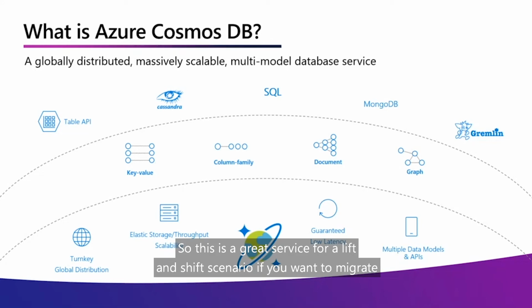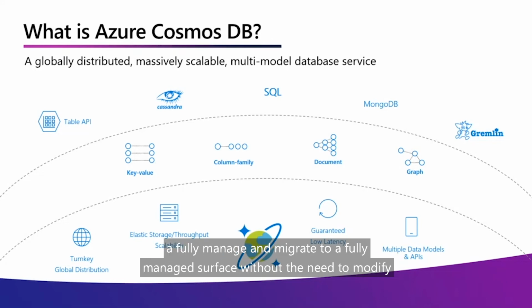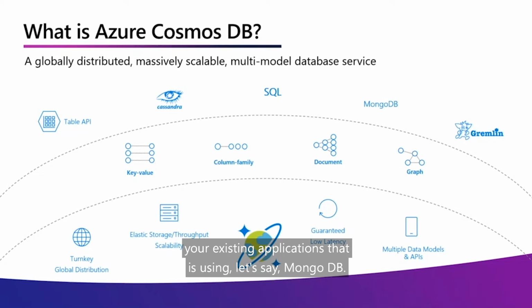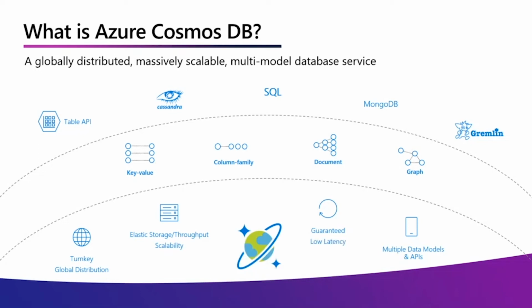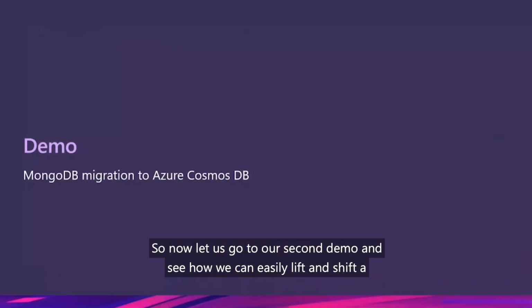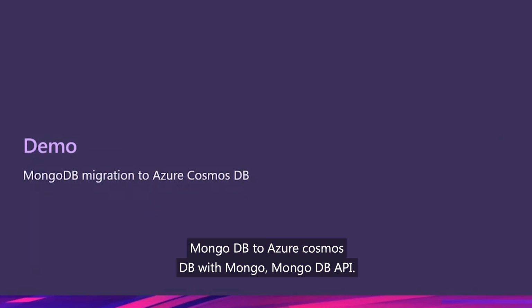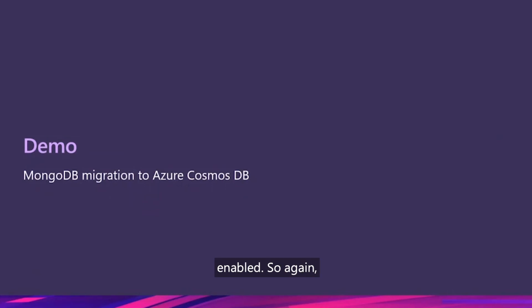So this is a great service for a lift and shift scenario if you want to migrate to a fully managed service without the need to modify your existing applications that are using, let's say, MongoDB. So now let us go to our second demo and see how we can easily lift and shift a MongoDB to Azure Cosmos DB with MongoDB API enabled.